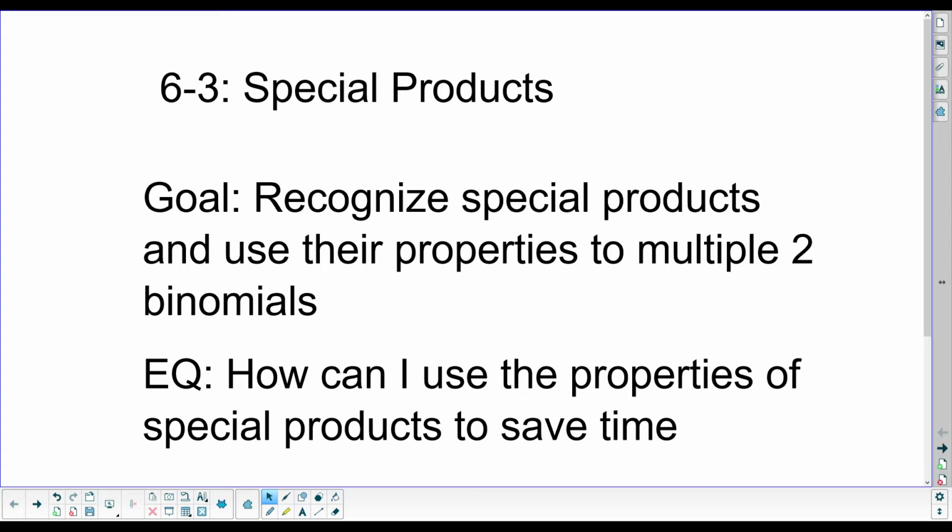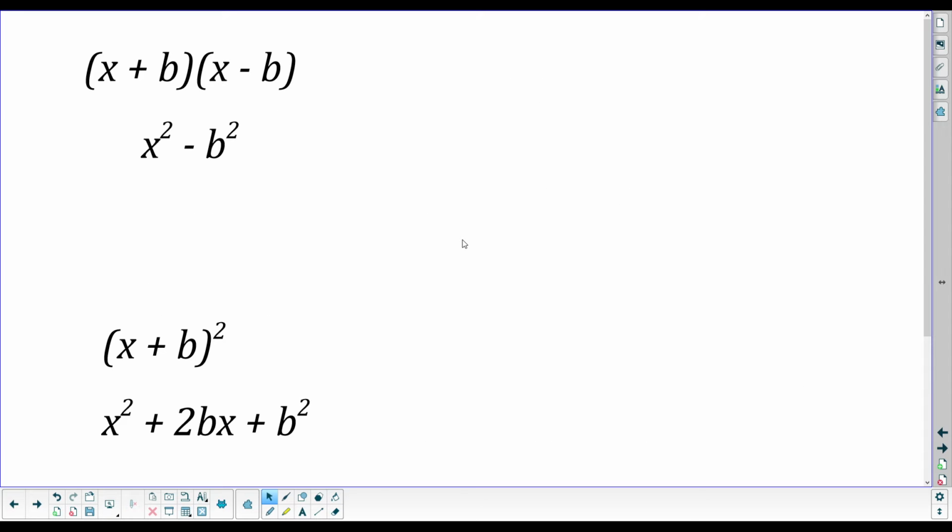And basically, how can you do this? How can you use these properties? How can you use these special products to save you some time? And really, there's two special products that we're talking about.